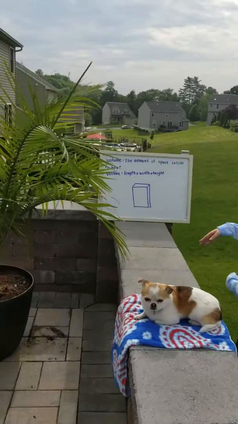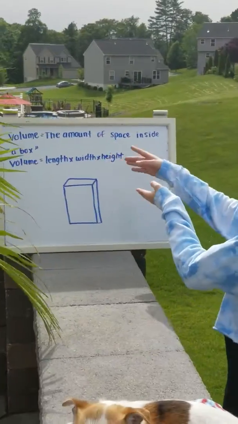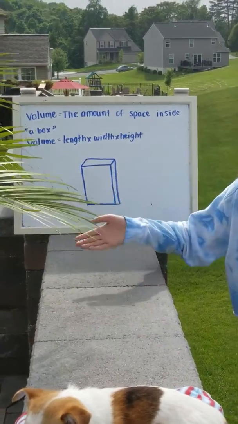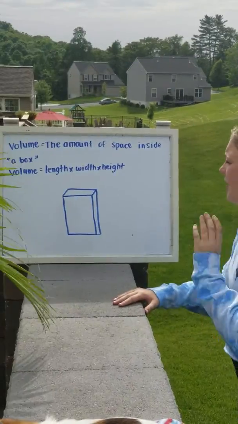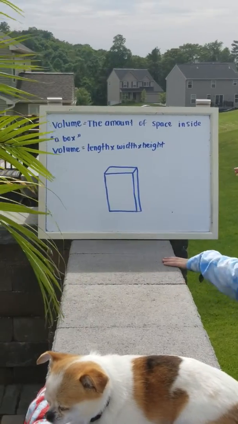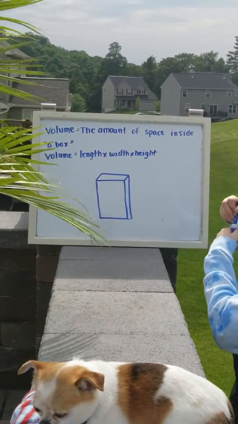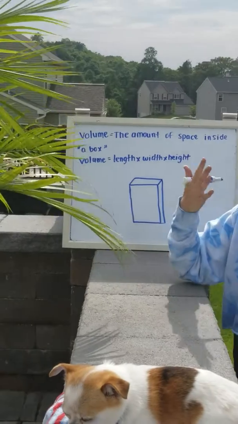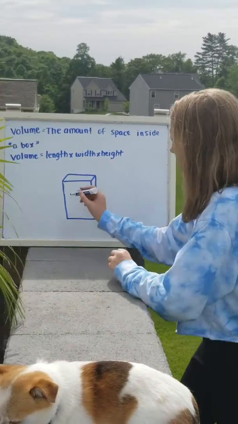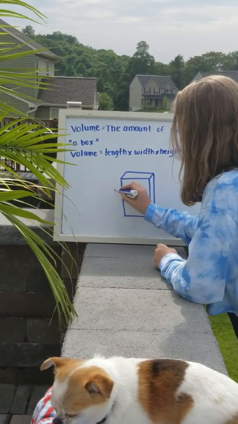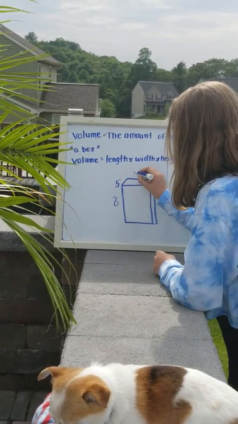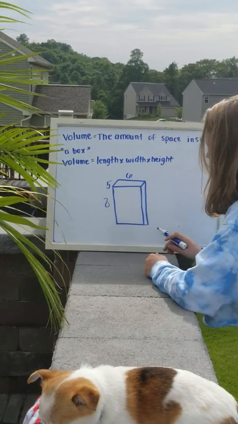Volume. Volume is the amount of space inside, for instance, a box or a solid figure. Volume is also length times width times height. So, I'm going to put some numbers down and show you what it is. I'm going to put this as an 8, this as a 5, and this as a 6.